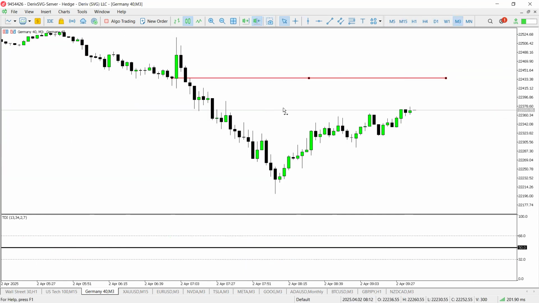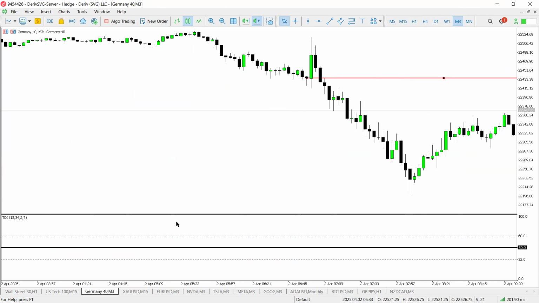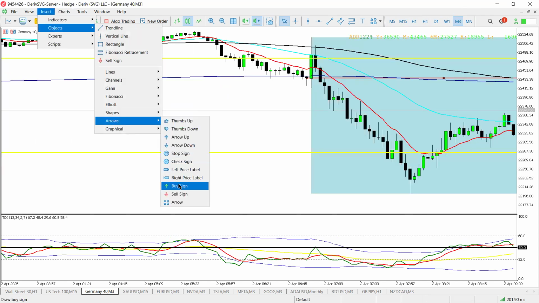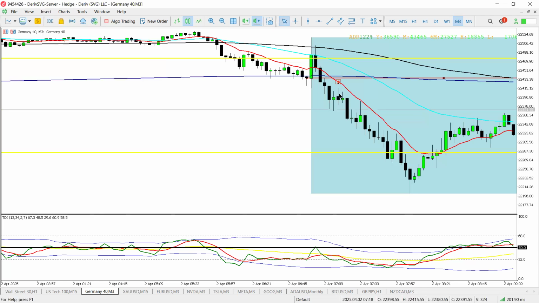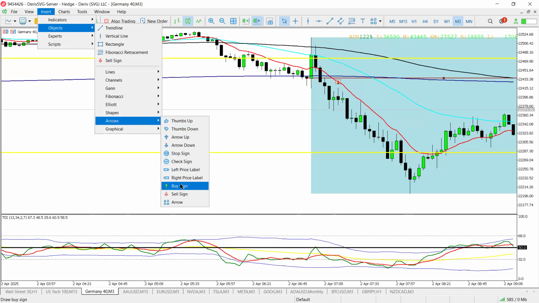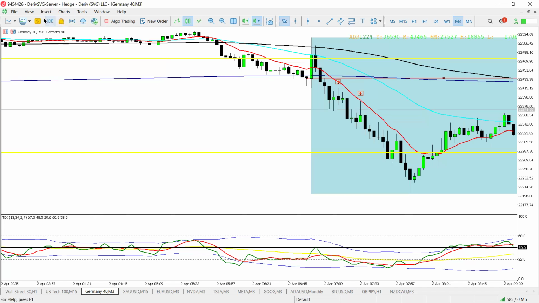M3, you can see how price expanded. So let me just do this, show you the entries using arrows. So we had an entry there. We had an entry here.